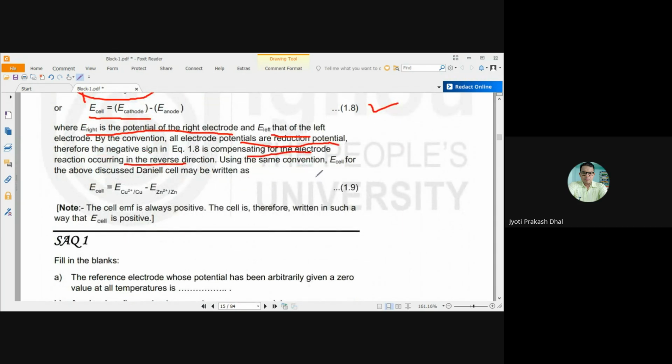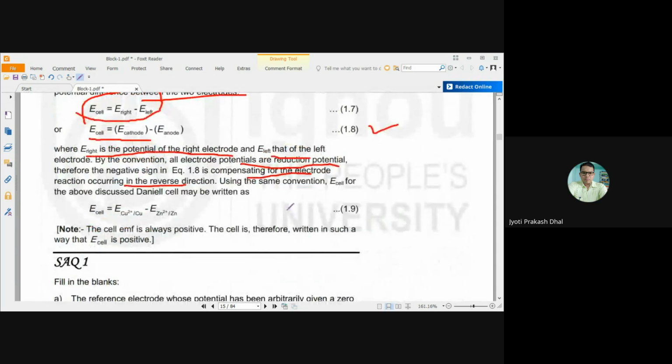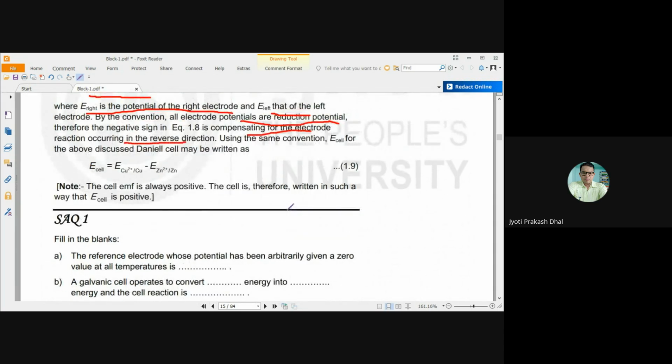Using the same convention, the E cell of the above Daniell cell that we have discussed can be written as E cell equals E Cu2+/Cu minus E Zn2+/Zn. The cell EMF is always positive. The cell is therefore written in such a way that E cell is positive.